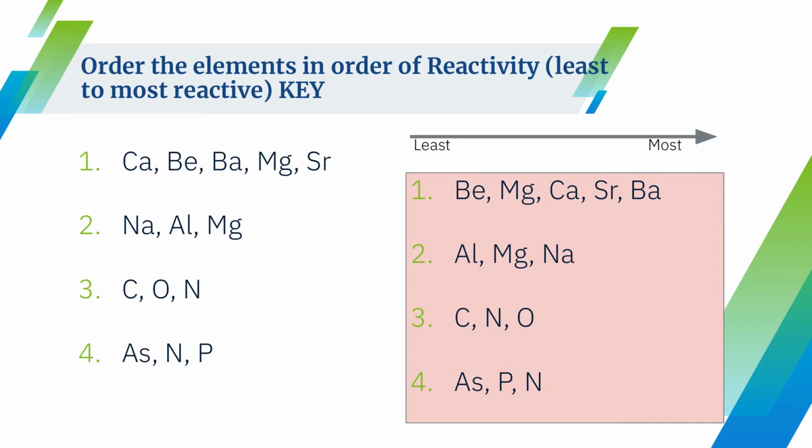So here's the key for number 1, from least to most reactive: beryllium, magnesium, calcium, strontium, and barium. Your next set, aluminum, then magnesium, and then sodium. Third set, carbon, then nitrogen, then oxygen. Fourth set, astatine, phosphorus, and nitrogen.